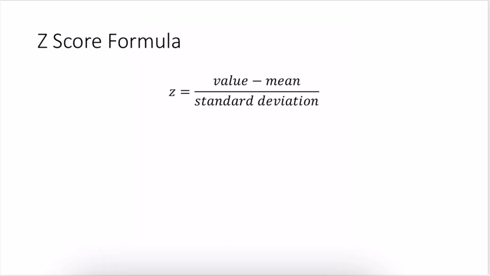All right, so the formula for calculating a z-score is super simple. You basically take the value that you're looking at, subtract the mean, and divide by the standard deviation. And what this calculation will give you is a score that tells you how many standard deviations your value that you're looking at is away from the mean.